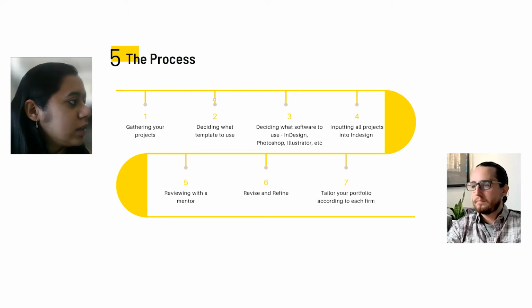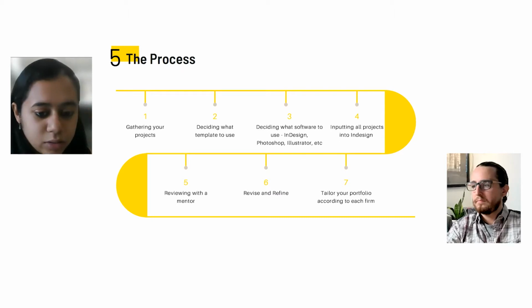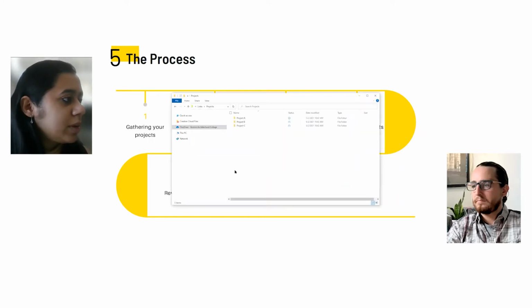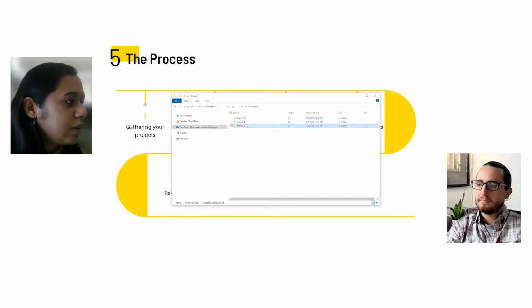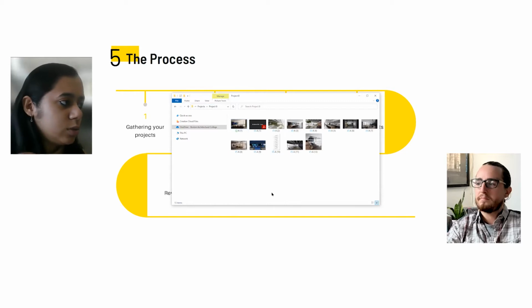So let's get started. I am going to quickly pull up a typical file organization of how you want to start organizing your projects. So you have, for example, project A, where you would have your final presentation boards. Project B, you would have just your images, and this is just to show a variety of different file types that would go into your portfolio.